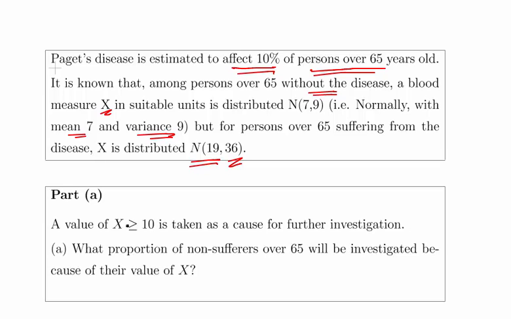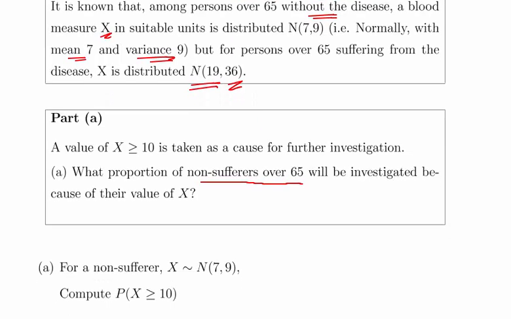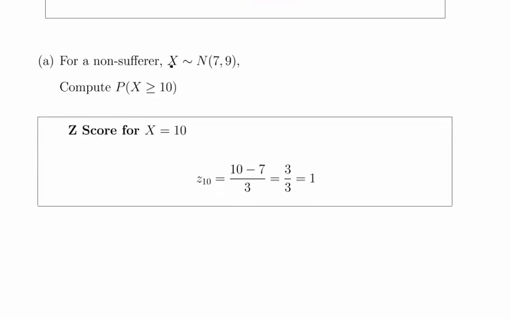So what proportion of non-sufferers, so we're just looking at that first group there, will be investigated? This is a straightforward enough one to get us started. For a non-sufferer, x is normally distributed with a mean of 7 and a variance of 9. So that's what we actually have to find out: the probability of x greater than or equal to 10. What we do there is calculate the z-score, and that is 10 minus 7 over 3.